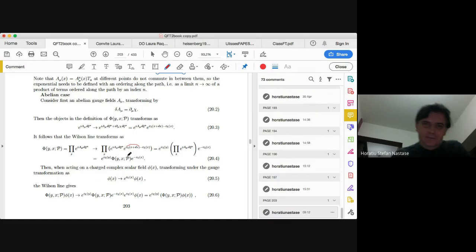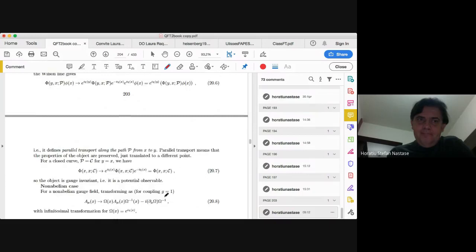All right, then the observation is that the Wilson line can act on a charged complex scalar field. So a charged complex scalar field transforms under gauge transformation by the exponent of i times the gauge parameter chi of x. So if I multiply with a Wilson line from the left, since this transforms with minus i chi of x to the right, that cancels, and we're left with the fact that the Wilson line times phi is exponent i chi of y, the endpoint of the path from x to y.